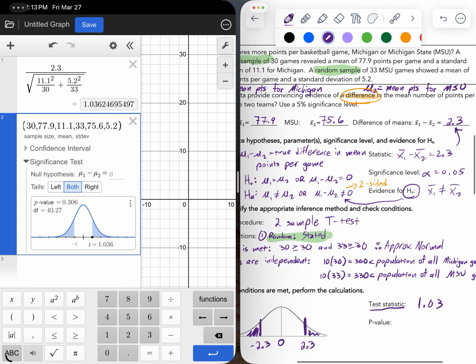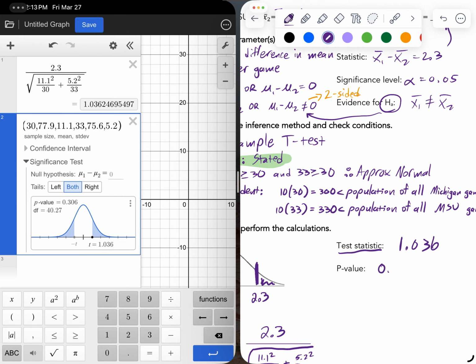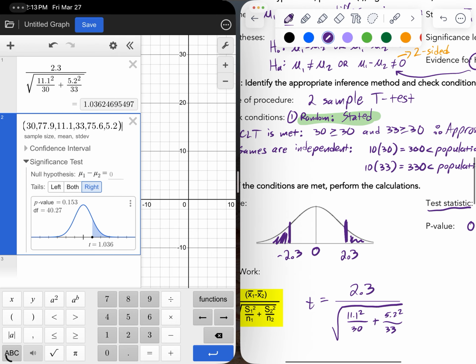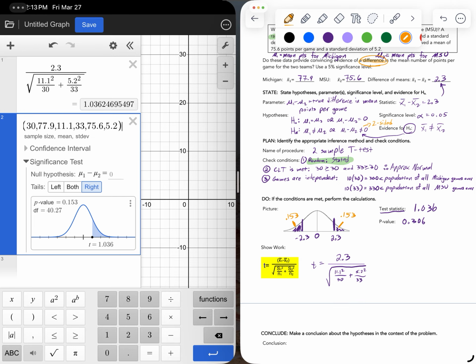Hey, look, it matches. I got it right just doing it by hand. And the p-value is 0.306. If I hit the right tail only, this is somewhat helpful. I now know that this tail is 0.153. If I do the left tail, this is also 0.153. That's what it means to be two-tailed. Piece of cake.